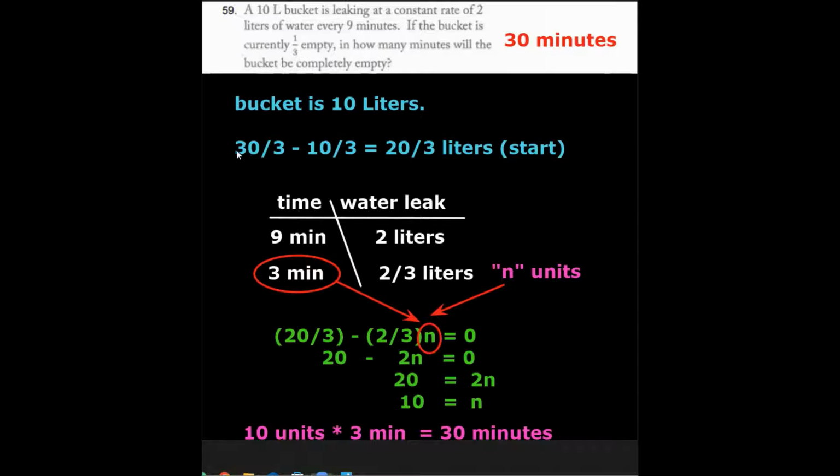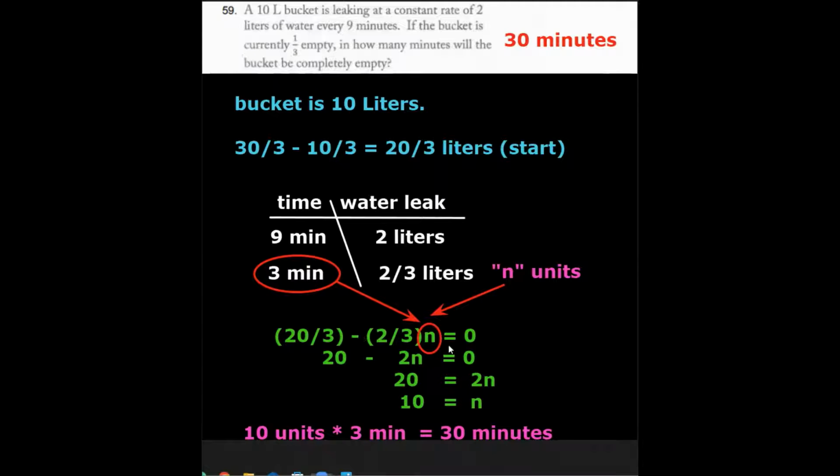So 10 liters times 3 on the top and bottom is 30 liters. Minus 1/3 of that, so minus 10, means that 20 liters are left in the bucket when we start this study. So we want to know how long it'll take for all 20 liters of water to leave the bucket. Well, we're given the fact that the rate is 9 minutes every 2 liters. If you divide by 3, that means that every 3 minutes, 2/3 of a liter will leave the bucket, which is more useful because we know that we started with 20.